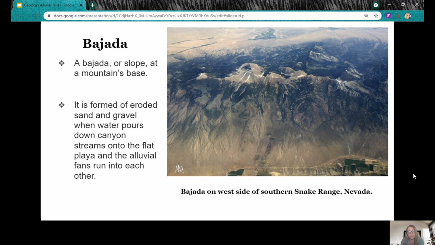In this picture, it's the west side of the Snake Range in Nevada, which is different than the other pictures, but I figured this was a great way to look at the alluvial fans and how they come together for the Bajada. These are formed from eroded sand and gravel when water pours down the canyon streams onto the flat playa and the alluvial fans run into each other. I think this is a great picture to be able to see all the different parts of what we're looking at.